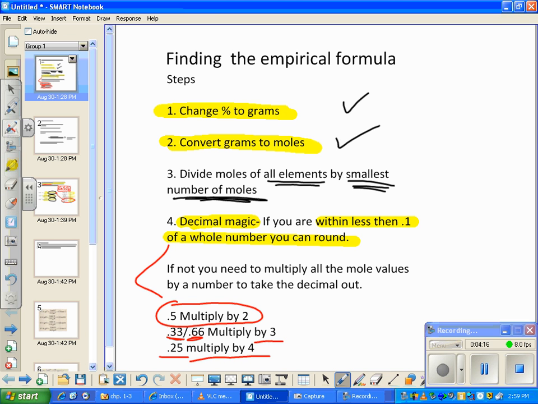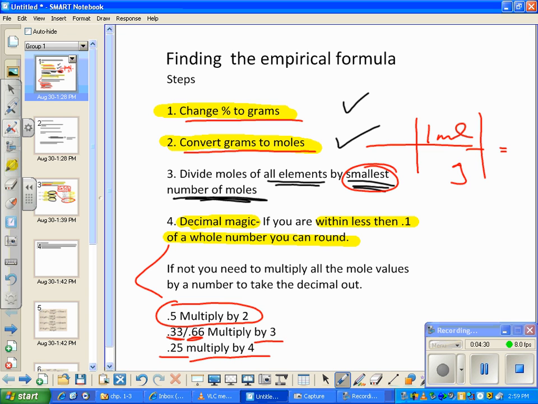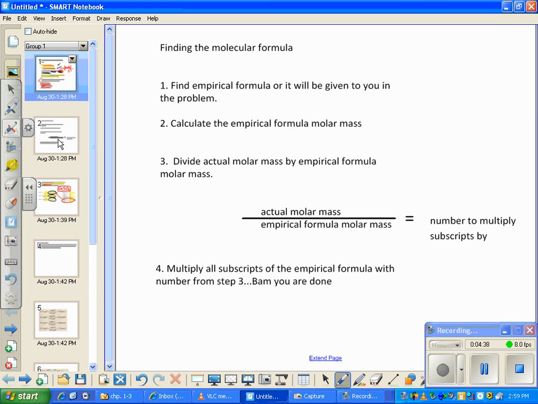To review, you change percent to grams simply by writing it. Convert grams to moles by using a grid, dividing by the molar mass of whatever your unknown element is. You plug it in from the periodic table, you get moles. Then you divide by the smallest number of moles, and then check to make sure. You can only round if it's less than 1/10 away. Otherwise, you have to use a whole number to take them out.